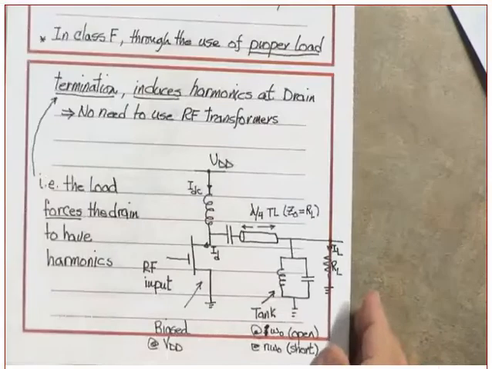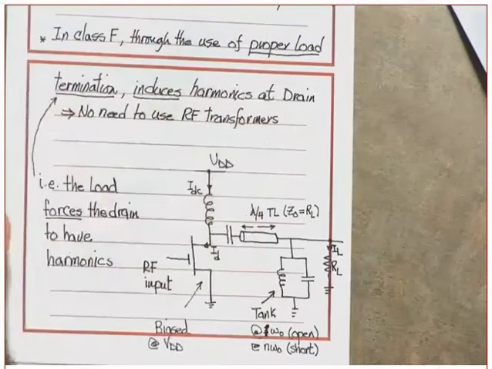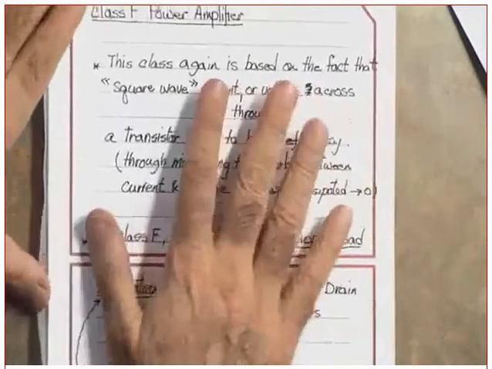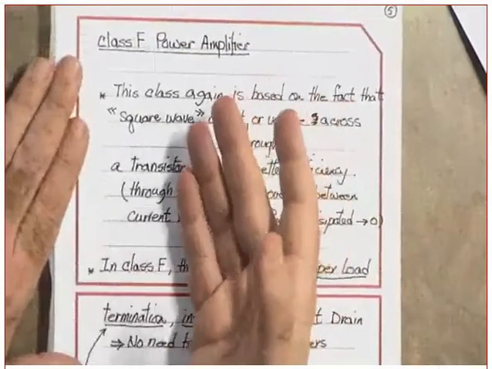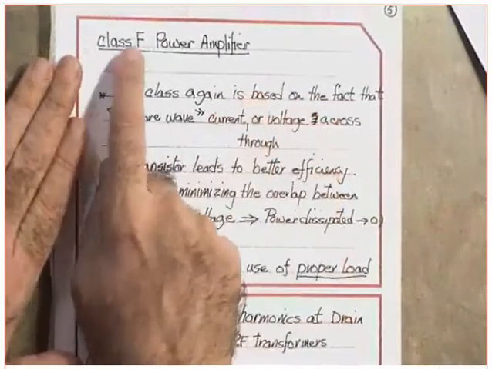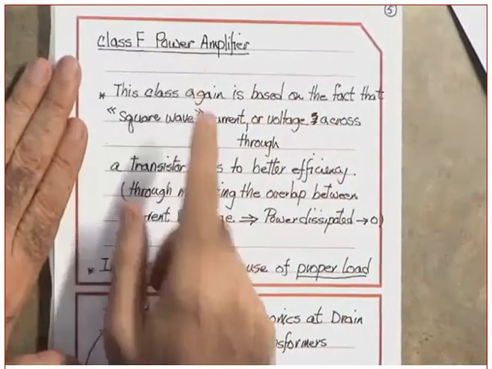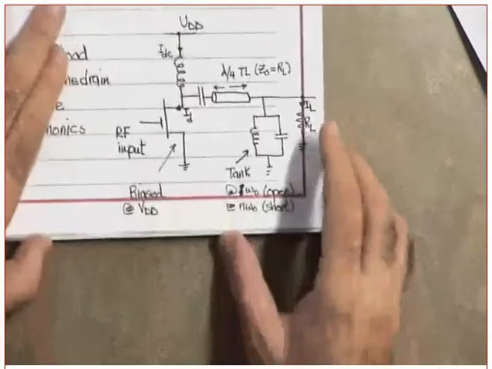Clear? Now, let's skip E. We'll talk about E next time. This one is more interesting, very interesting. Let's see if you can tell me why it is so interesting. This is the class F power amplifier. First of all, I want you to see the diagram.